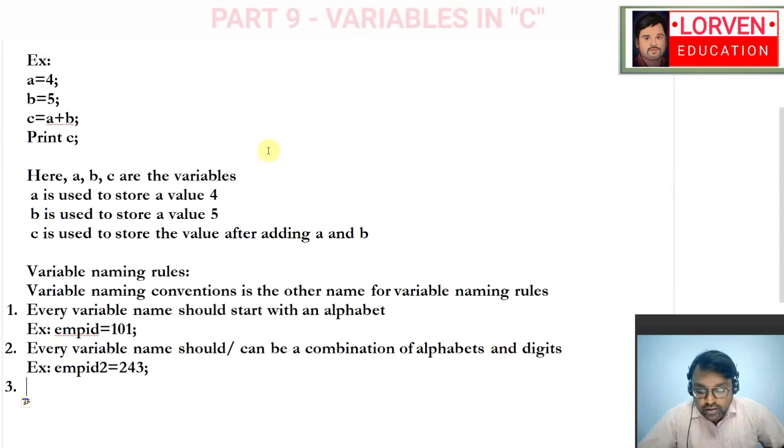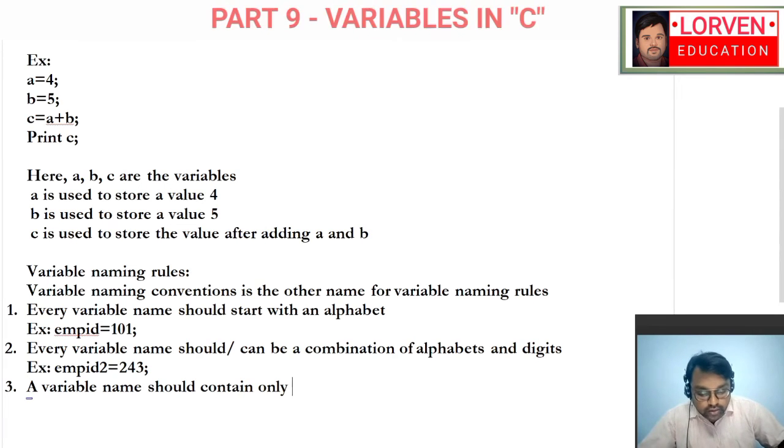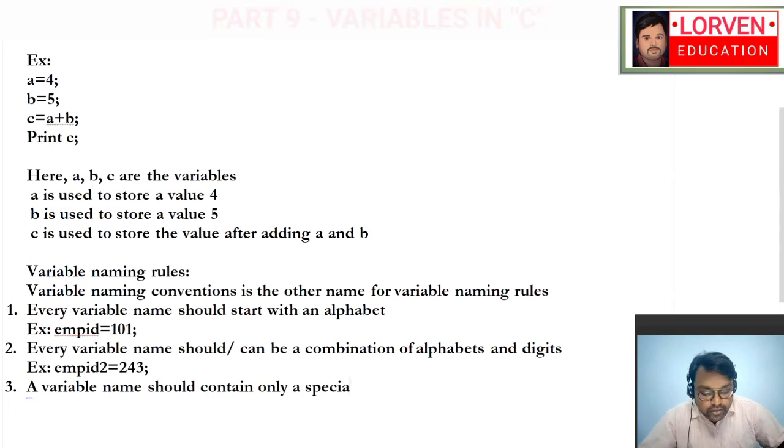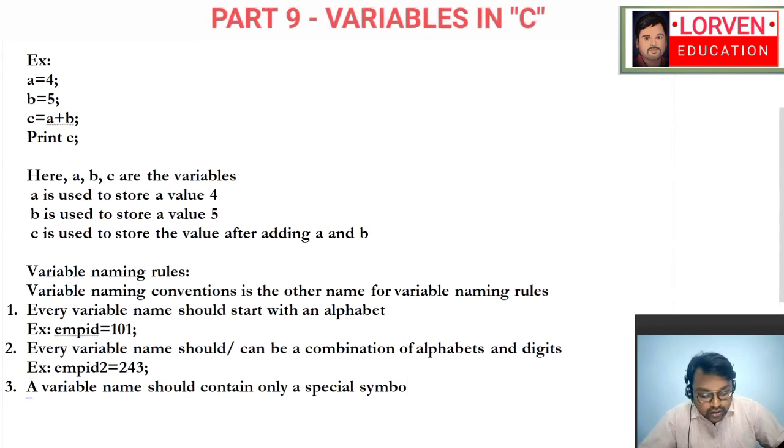So we will go with the third one here, right? A variable name should contain only the special symbol underscore. Other than this underscore, no other special symbol is allowed. So this is point number 3 to be noted, right?